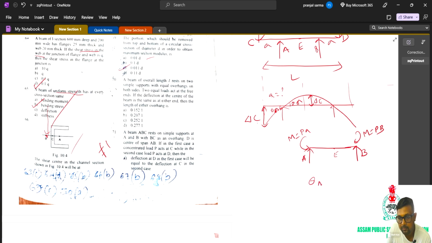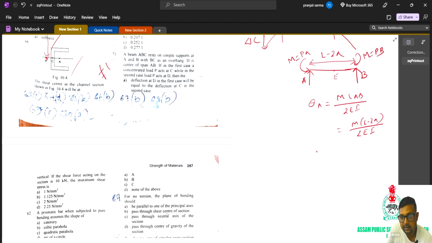This slope value is always, remember, M times the length AB by 2EI, which is M into L minus 2A by 2EI. And the deflection at E because of this moment, delta E, is M into L minus 2A whole square by 8EI. Remember this, it is a standard value. If equal moments act on a simply supported beam, the deflection at the center is ML square by 8EI, and the slope is ML by 2EI.